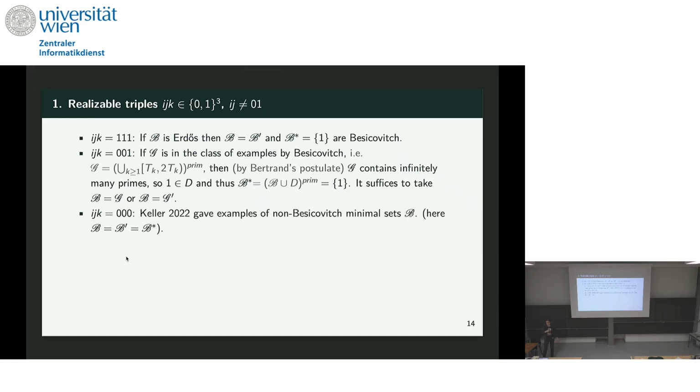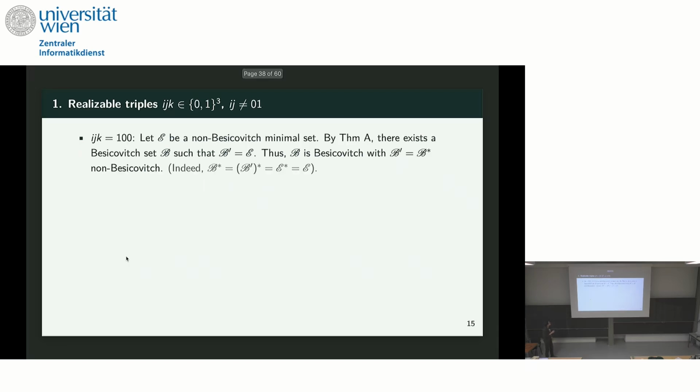Okay, so how to get (0, 0, 0)? So I want all these sets of multiples not to have natural density. So Keller gave examples of non-Besicovitch minimal sets B. So here we just have three things that are equal, and the corresponding set of multiples fails to have natural density. Then we get to (1, 0, 0).